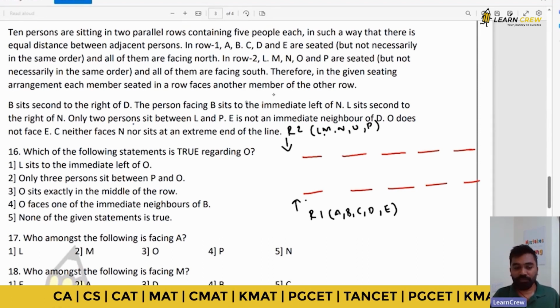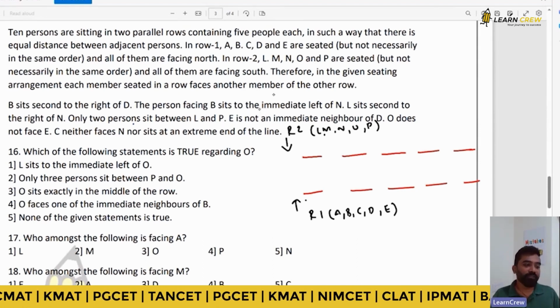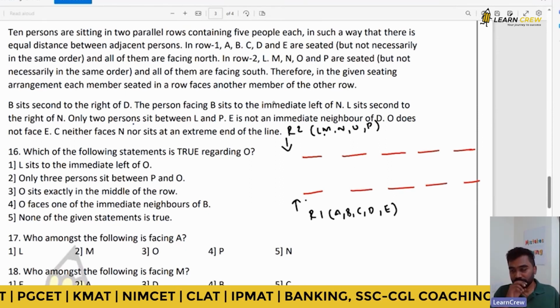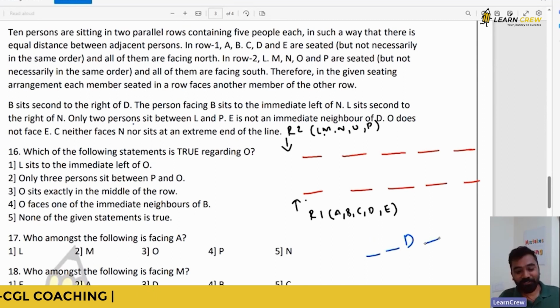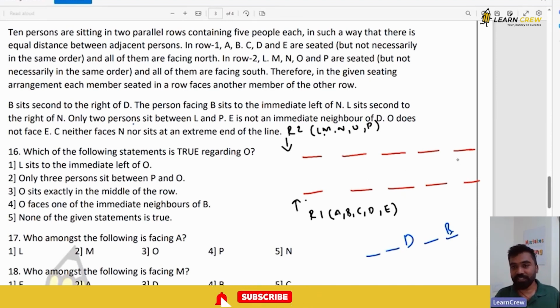What is the direction of row 1? North. Second to the right of D means how it can be? Right of D. Yes? Okay. So now I can either place D here and B here, or I can place D here and B here. Options are two options. Okay. Let us keep it out for now.